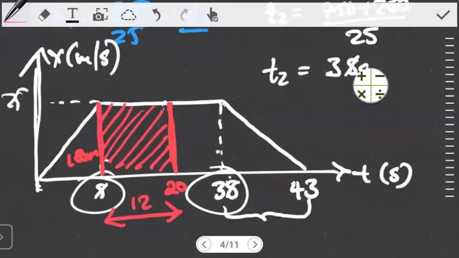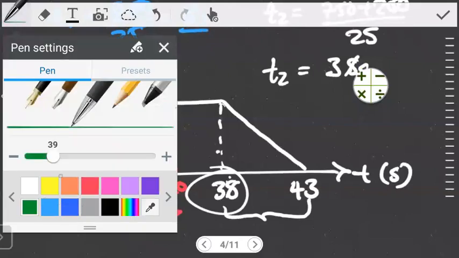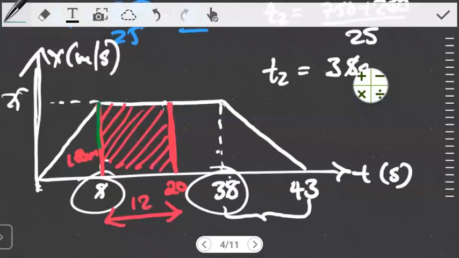So the shape we're dealing with here is a rectangle. So I can say this is my rectangle here. I want to get the distance here. So I'm basically just going to use the area under the graph. The base is 12. The height here is still that 25. So I can easily get the distance under the graph, or the area under the graph, which will be equal to the distance moved.